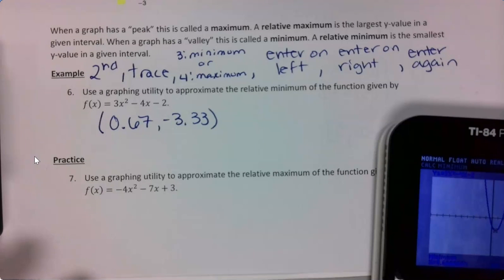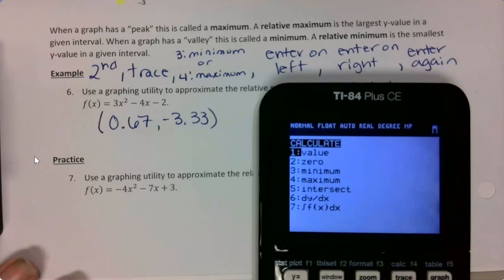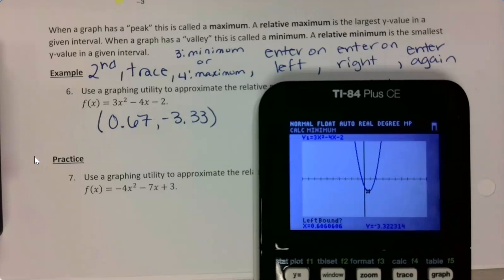So does anyone need me to walk through that again? Okay. So, you guys are all good with typing the equation in, right? So I'm going to start off by going second, trace, and it brings me up to this menu. We decided it was a minimum because it was U-shaped, so I press 3. It says left bound, so this flashing black dot, I want to move over, so it's on the left side. I press enter.